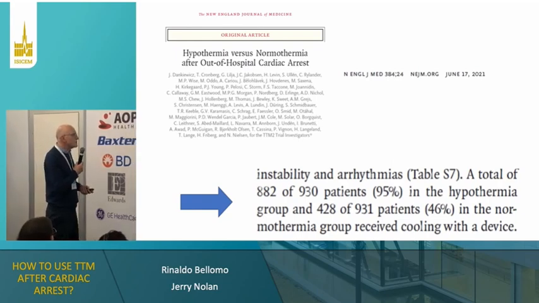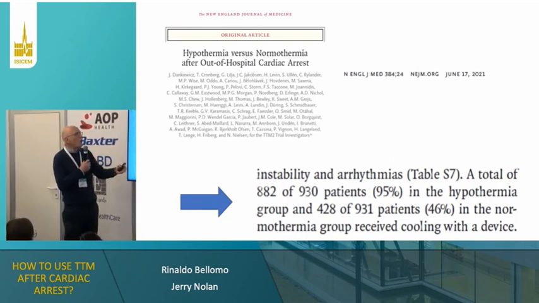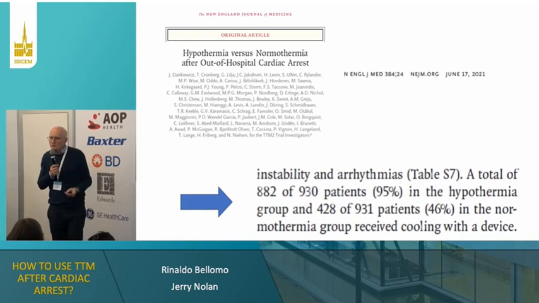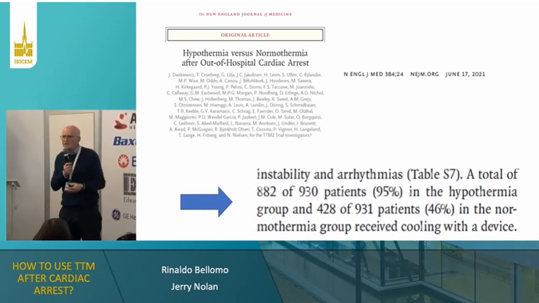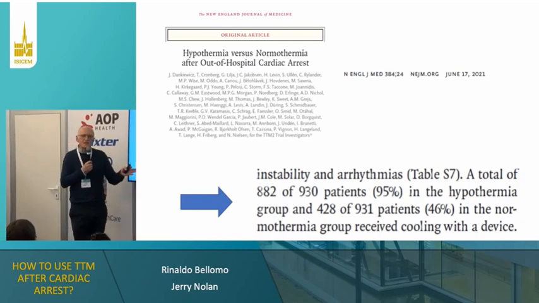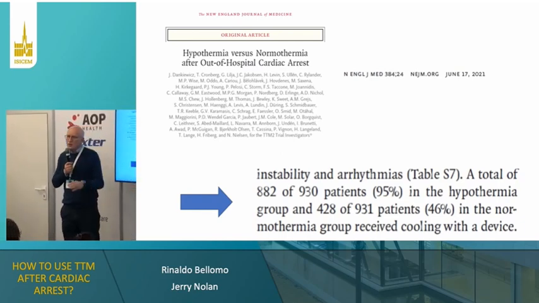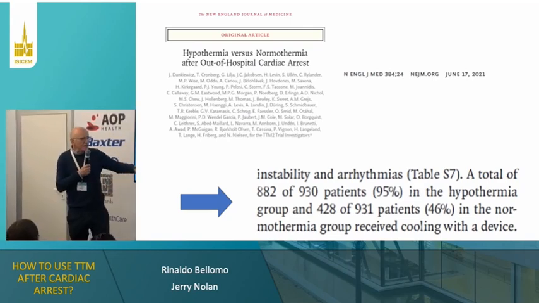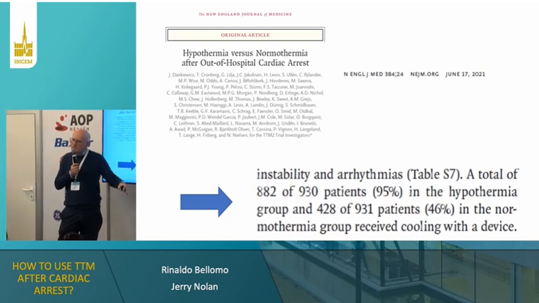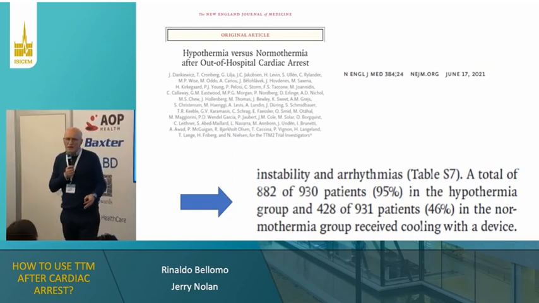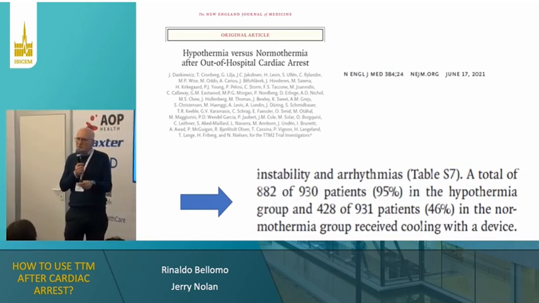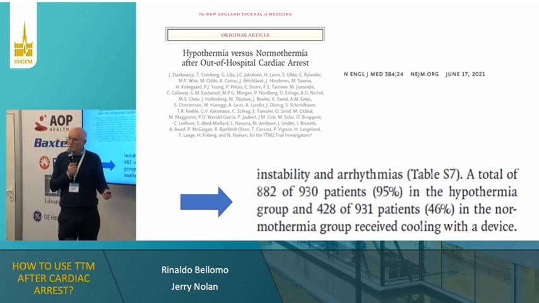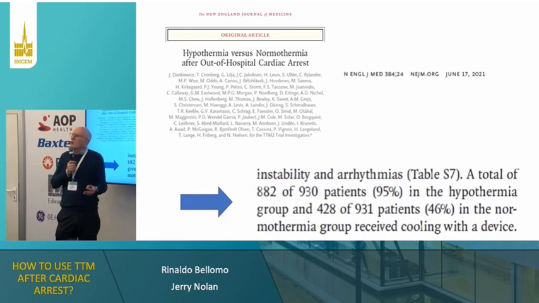Okay, so now, what was the management taking place in TTM2? Because you need to contextualize the data that we get. And this is about the use of devices. Whatever you think about TTM1 or TTM2, the standard of care in the trial centers was to use a device. So it's very difficult to make assumptions about what the outcome would have been if the devices had not been used. You say, well, I'm sure it won't matter.